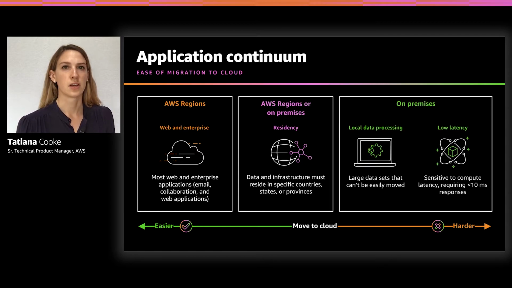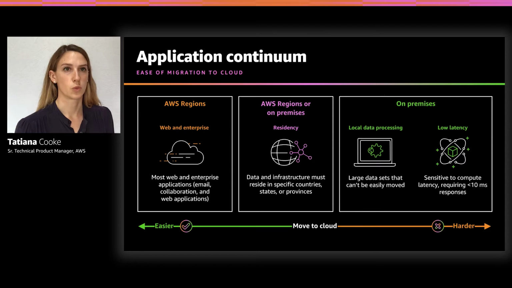On the right-hand side are workloads that are harder to migrate for two primary reasons. First is workloads that require local data processing because they involve large data sets that are generated at the edge, which may be difficult to move to the cloud or may need to be accessed during brief networking outages. There are also latency-sensitive workloads. These are workloads that require sub-10 millisecond response times to end sensors, on-premises equipment, or users. Because of this, it takes too long for a signal to be sent from a customer site to the cloud, making it difficult to migrate these workloads off-premises.